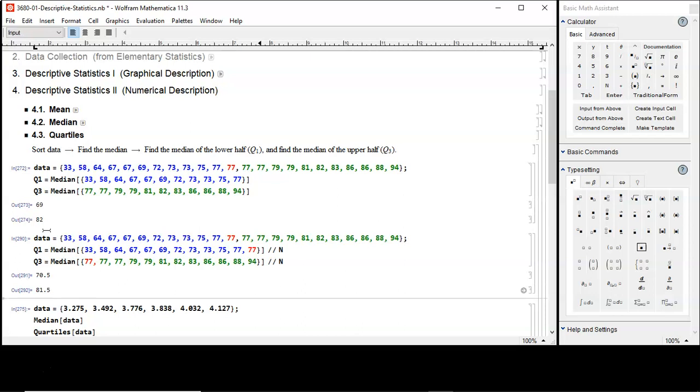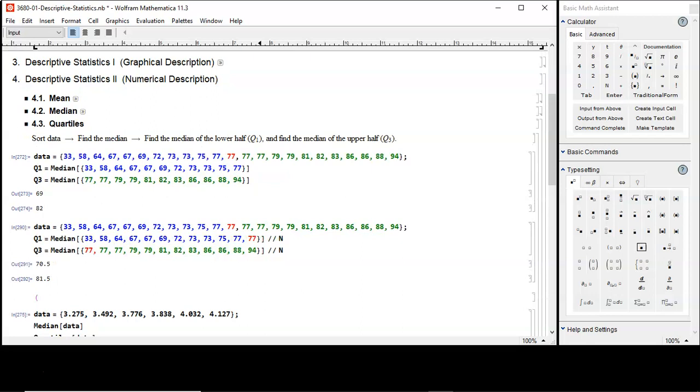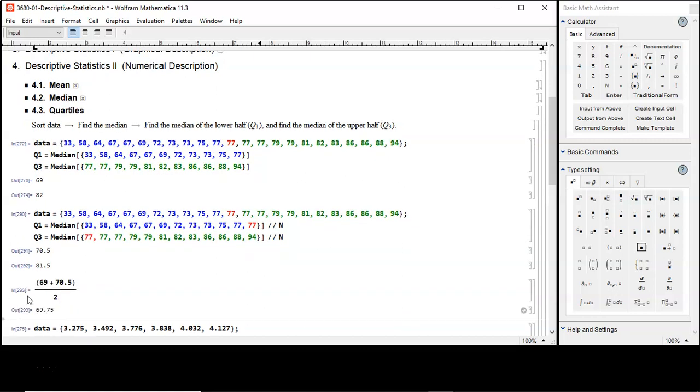Mathematica's way to deal with it is kind of like this. Quartile excluding the median, and quartile including the median, and then take the average of the two. And this is Q1 and the most sophisticated method.